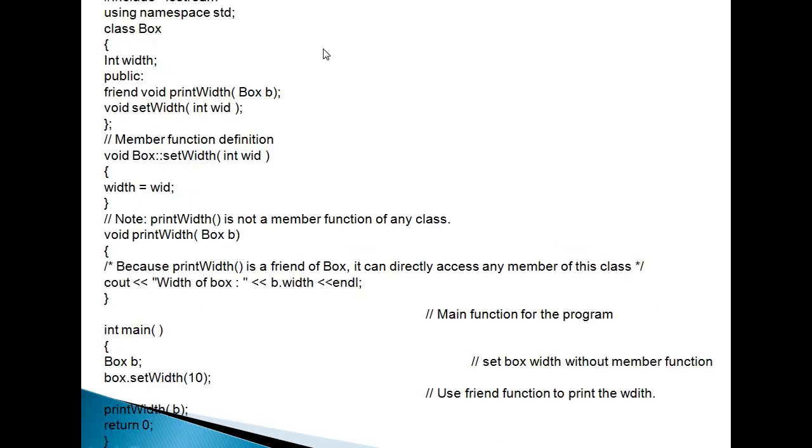This program is written in C++. We have already known, I think, the include iostream preprocessing directive, then using namespace std. Then we take a class Box. We may take another class also, but here in this example we take a class Box, and here an integer width.